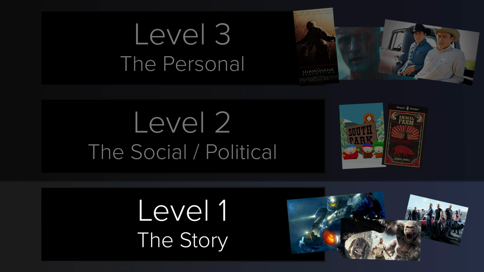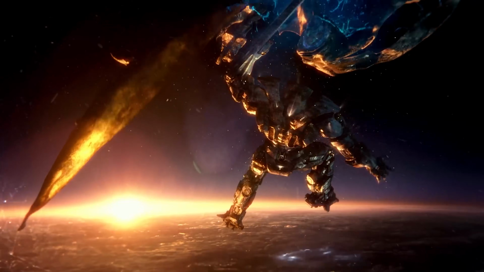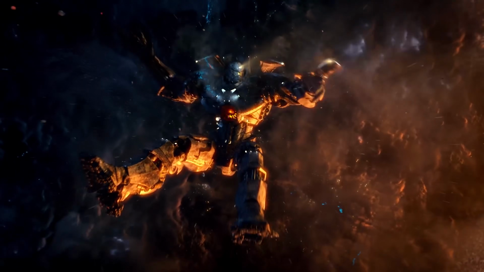Take a more modern example, and another one of my favorites, Pacific Rim. This is as level 1 as they come. I mean, it's a story about robots punching monsters, and that's pretty much it. Anyway, the scores on that one are actually pretty similar across critics and audiences because it's quite conscious that it's not really about anything more than robots punching monsters.